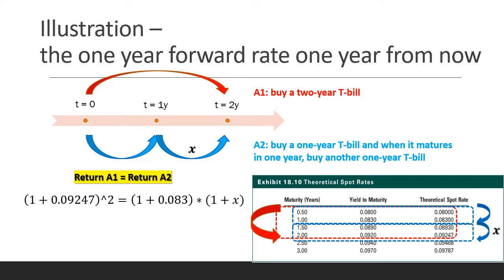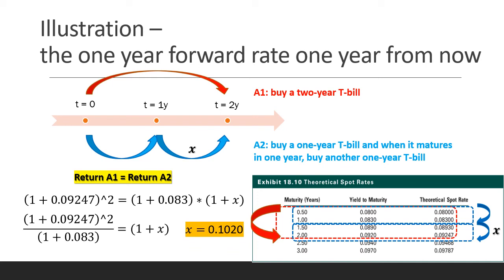And as you can see from here, on the left-hand side of the equation, it is the gross return of A1. On the right-hand side of the equation, it is the gross return of A2. Remember that all the yields cited here are annualized, so we need to compound them accordingly. Again, it's one equation, one unknown, and so we can easily work out what x is. Do we need to adjust for the frequency? No, not in this case. It's already on an annual basis.